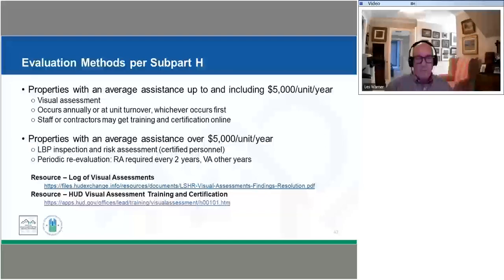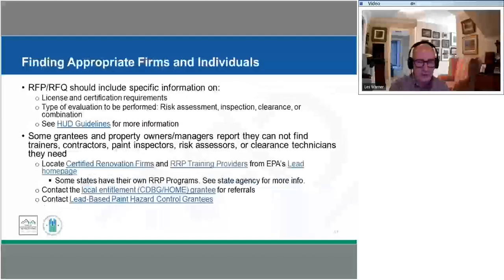This also is going to require, we'll go through this in a little more detail, a periodic reevaluation. So that risk assessment would have to be repeated after 2 years had gone by. For the rest of the time, we'll be following this visual assessment requirement on an annual basis and at unit turnover, but we do have this recurrence of being required to do a risk assessment again every 2 years. And we'll go into further detail on that.